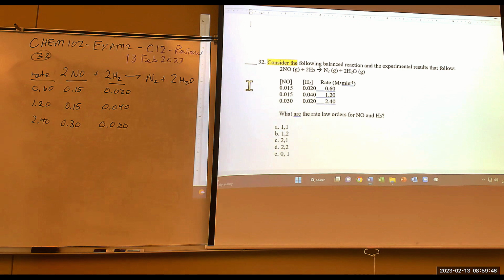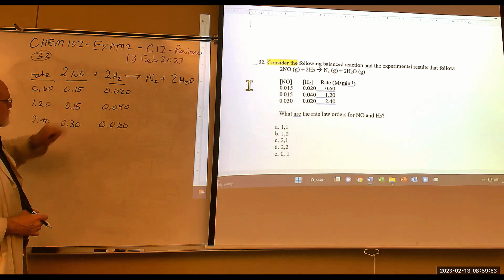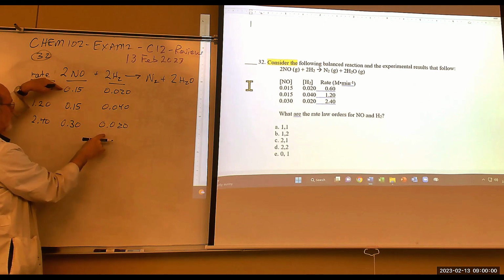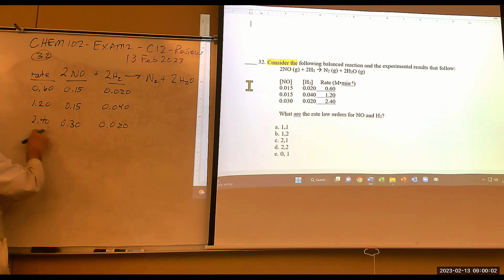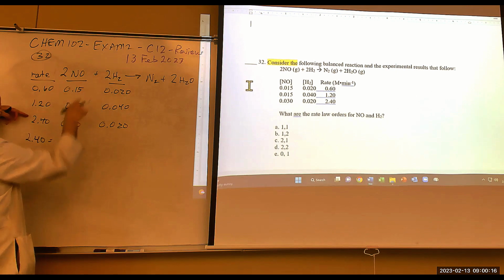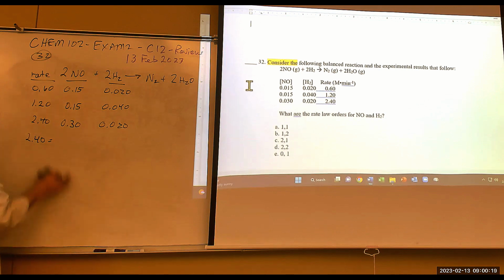Okay. All right, I probably should have scrunched those some more, but how do we get at the order for this one? Well, we need to let that one vary. It changes from here to here, and it stays the same from there to there. So we're going to ratio this one to that one. So the rate of this one is 2.40 equals what? Well, the concentration of NO here. Well, let me do it this way.